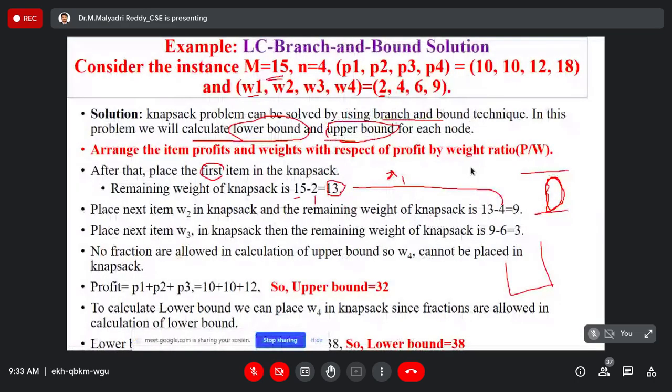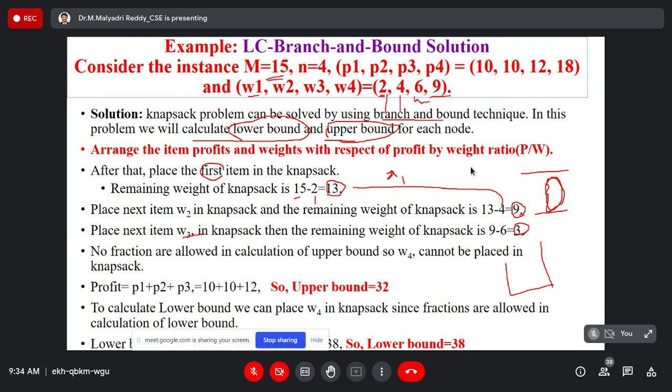Suppose whenever you include the second object into the bag, the empty space is 13. The second weight is 4. When we include that one, the remaining weight is 9. The included cost is 2 plus 4. The first one is included, the second one is included. Next, check the third weight. The third weight is nothing but 6. Empty is 9, so 6 is included. So the third object is also included. 9 minus 6 is equal to 3. So the empty space in the bag is 3.